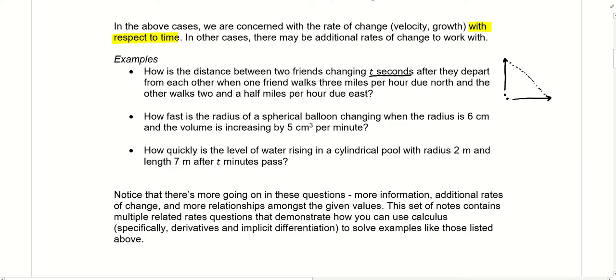So we still have this idea of what's going on with time, but now we might be dealing with scenarios where there's multiple things changing. There's multiple quantities that might depend on time, and we're interested in assessing the rate of change of one of those quantities. So there's a lot of stuff going on in typical related rates questions. There's more information, there's more variables to consider, there's more relationships to consider.